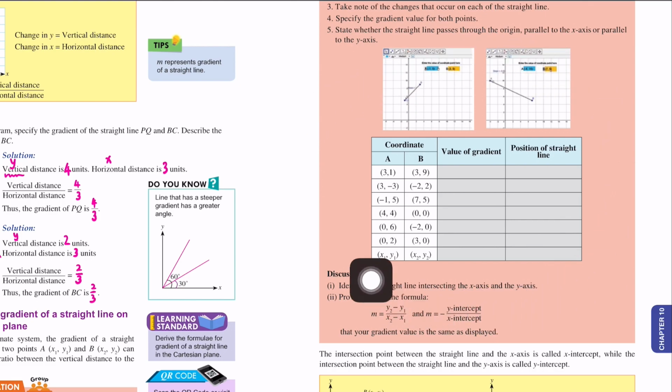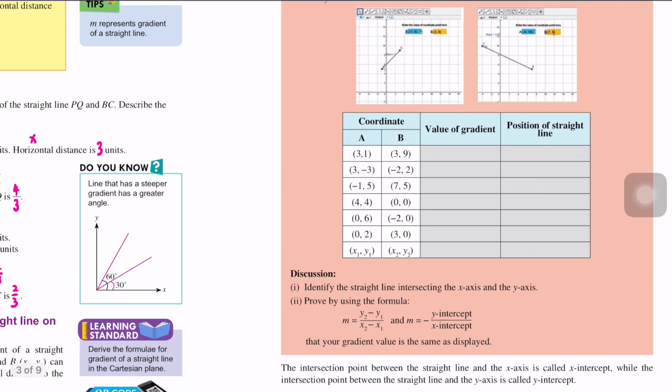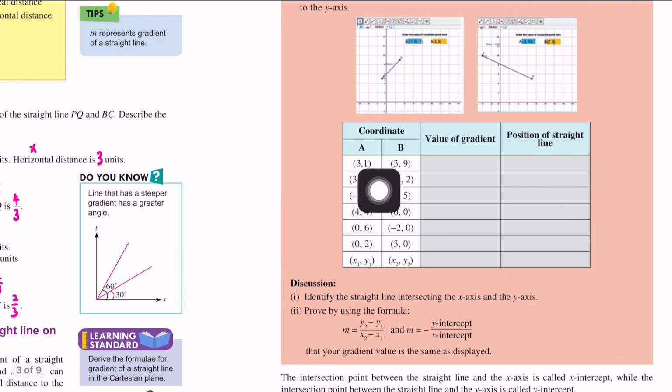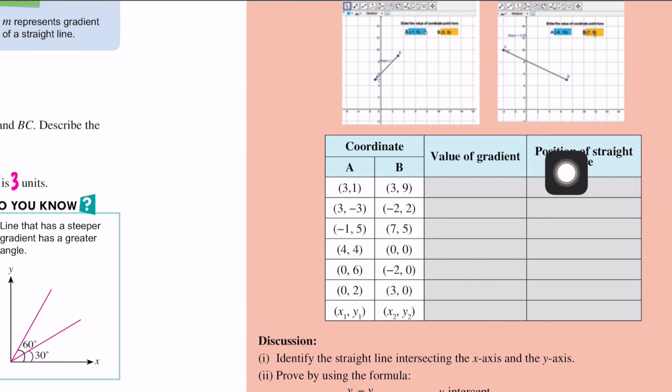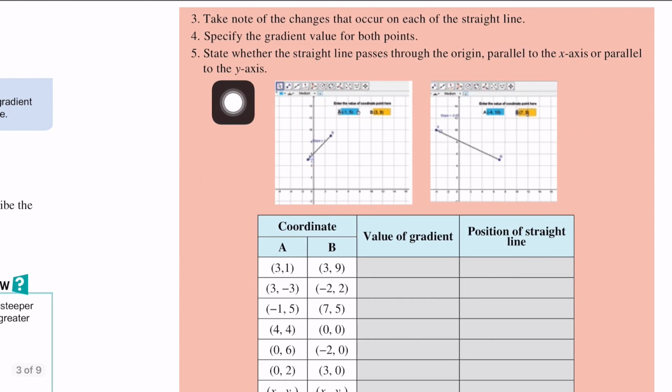You can try to complete this table, and then try to read the discussion. I'm going to show you a few examples. So let's look over here. Take note of the changes that occur on each of the straight lines. Specify the gradient value for both points. State whether the straight line passes through the origin, is parallel to the x-axis, or parallel to the y-axis.